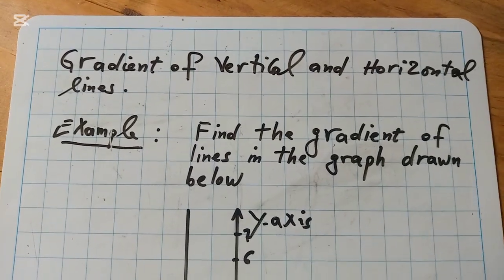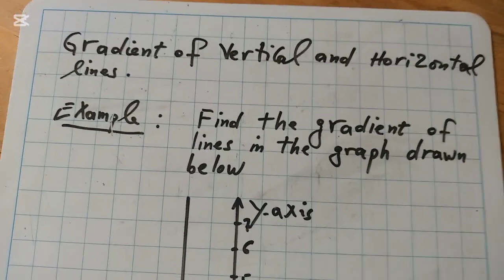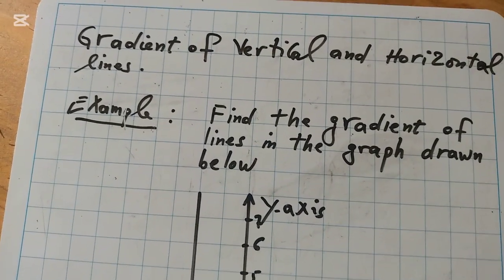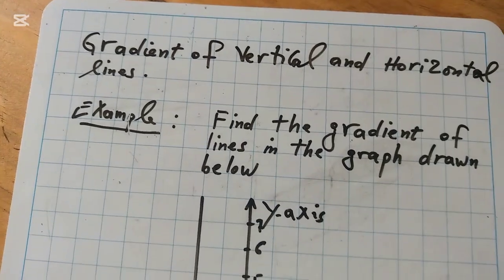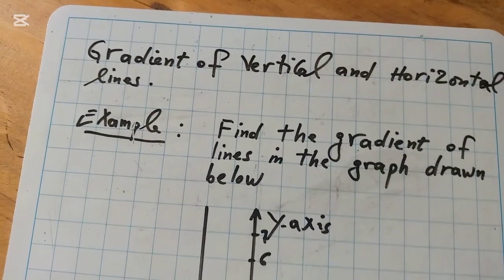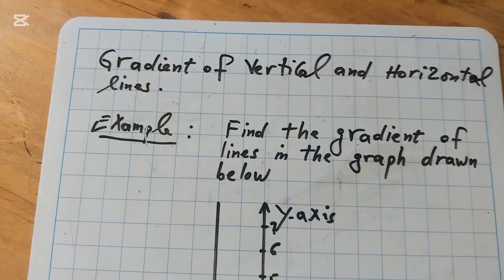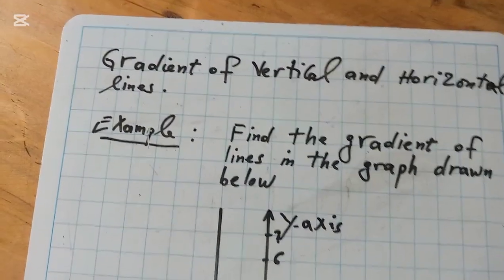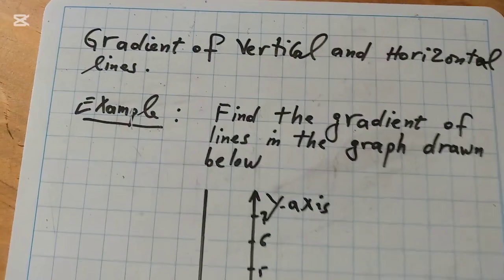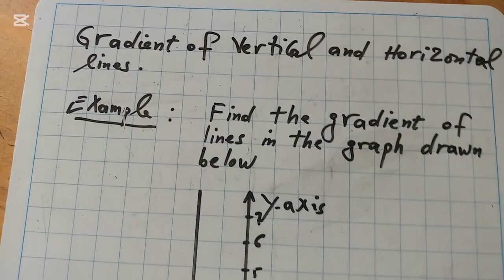In this video I want to give you another knowledge. I wanted to show you how to find the gradient of vertical and horizontal lines. In previous videos we have seen how to find the gradient of straight lines which are oblique. So this example is for horizontal and vertical lines.